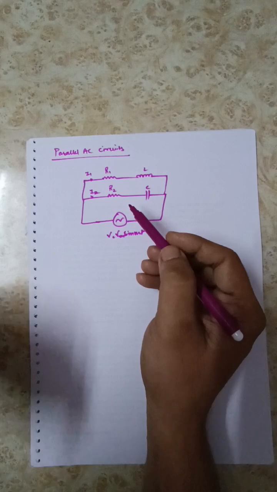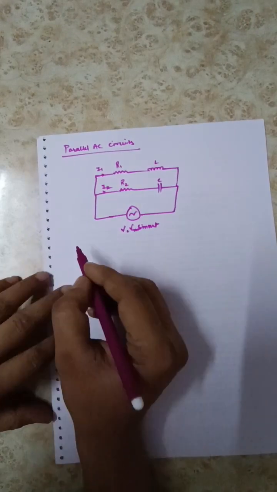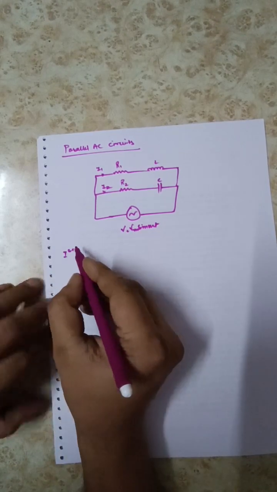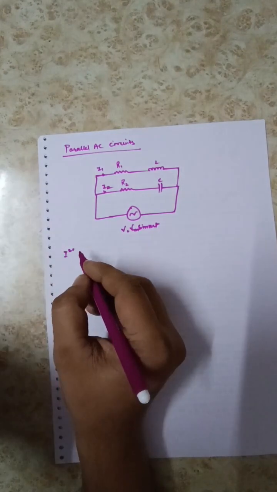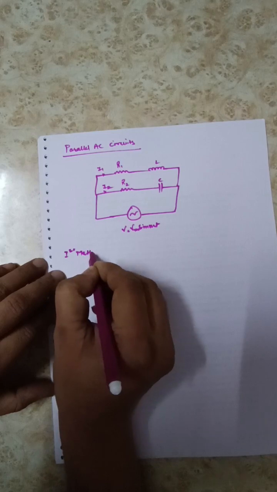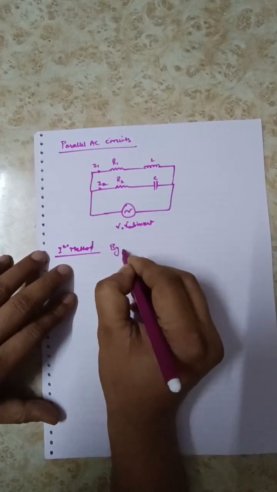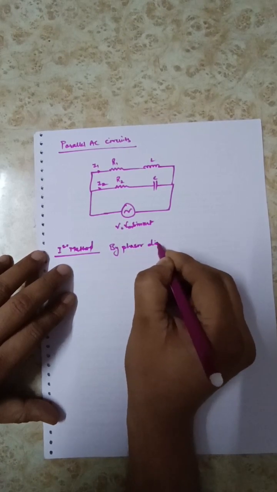So how can we solve this type of circuit? We have three methods to solve parallel AC circuits. Let me explain them one by one. The first method is by phasor diagram.